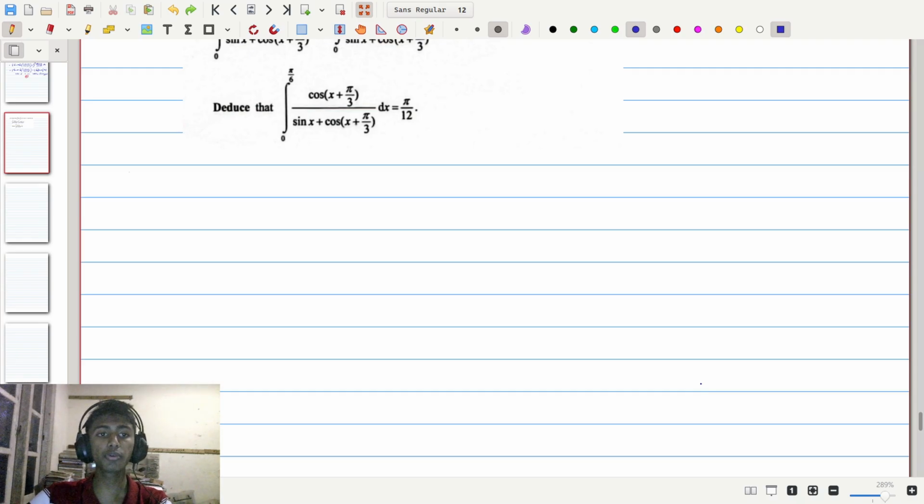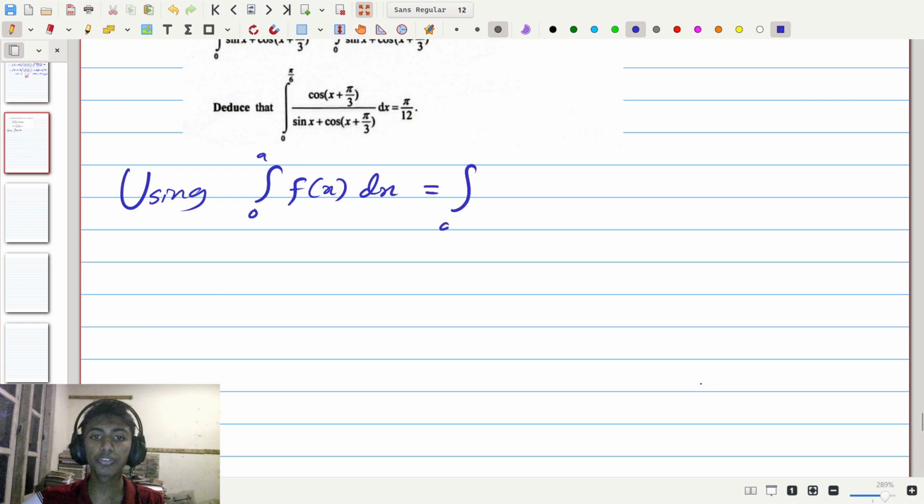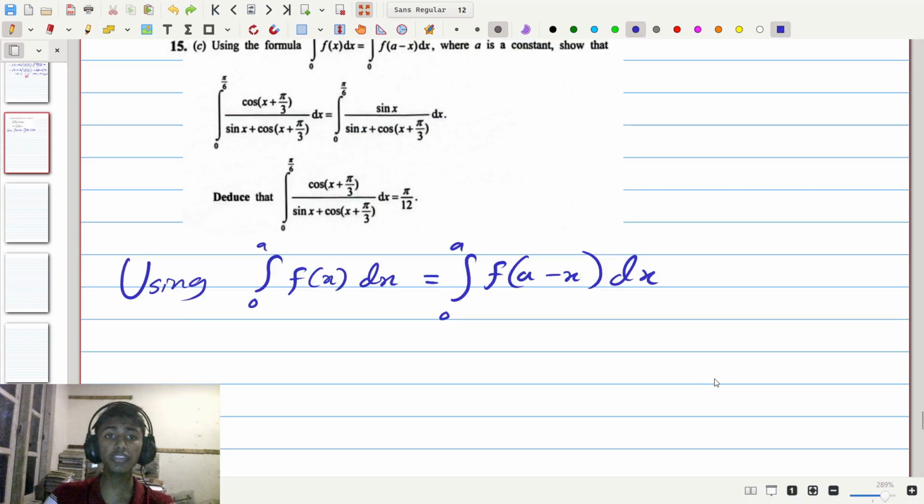So for the first part, what we're going to have to do is to say, using the fact that we have the formula, the integral from 0 up to a of any function f of x with respect to x is equal to the integral from 0 up to a of f of a minus x with respect to x. Using this fact, if we consider the two integrals that we have up here, we can see the integral on the left is of the form 0 up to some value a of f of x, and we have to assume that if we apply this to this integral here, we will get this integral here, because they said using the formula show that.